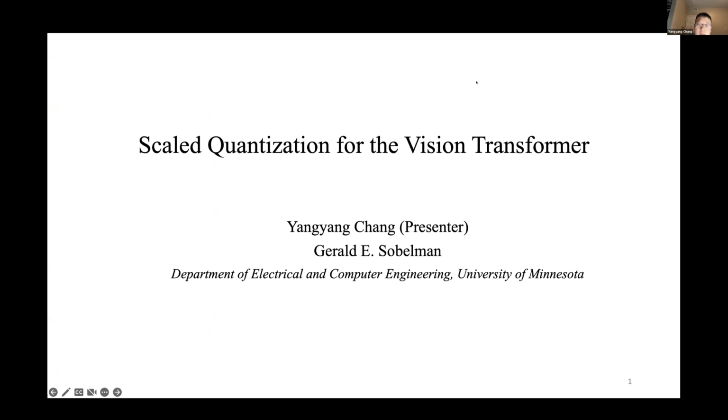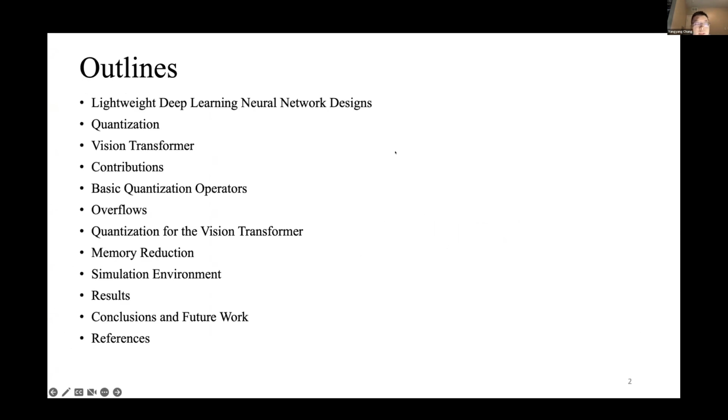Next page. So this is my outline. We have several topics today. The first thing I want to talk about is an overview of lightweight deep learning neural network designs, and then go through the direction of the research to quantization, and talk about the vision transformer of our paper, and then I will talk about the contributions of our paper.